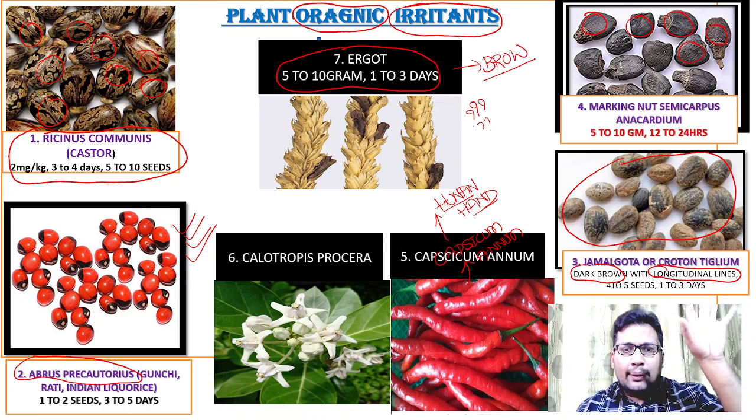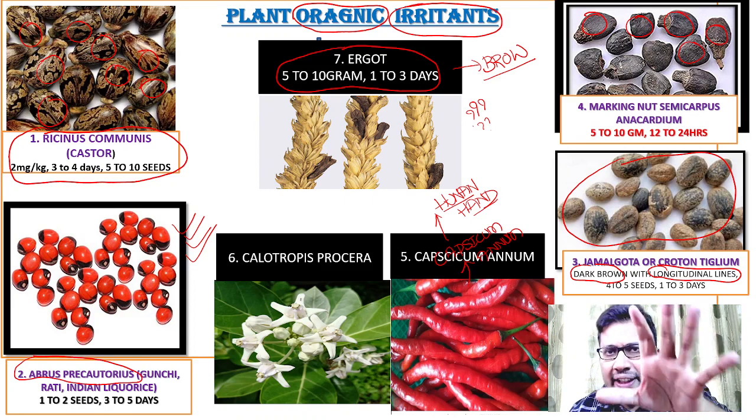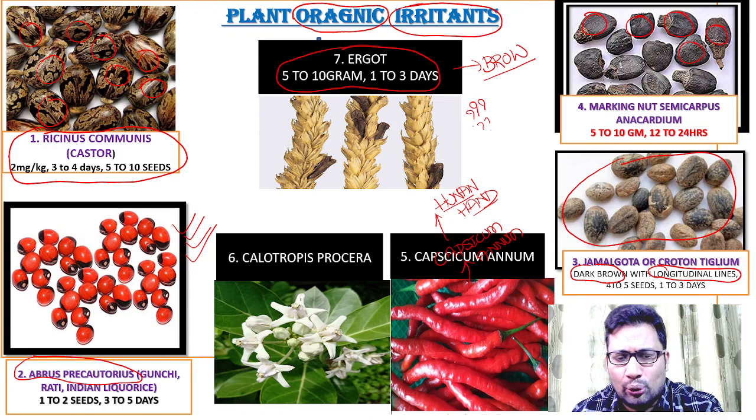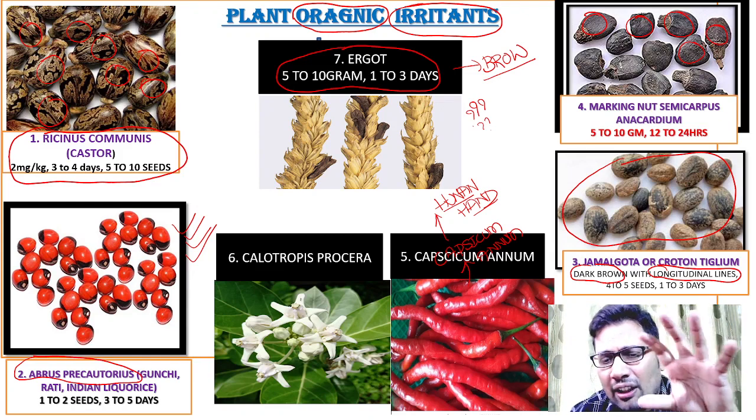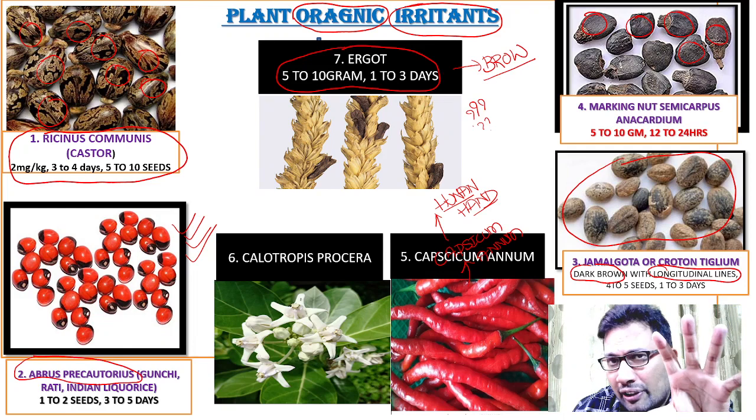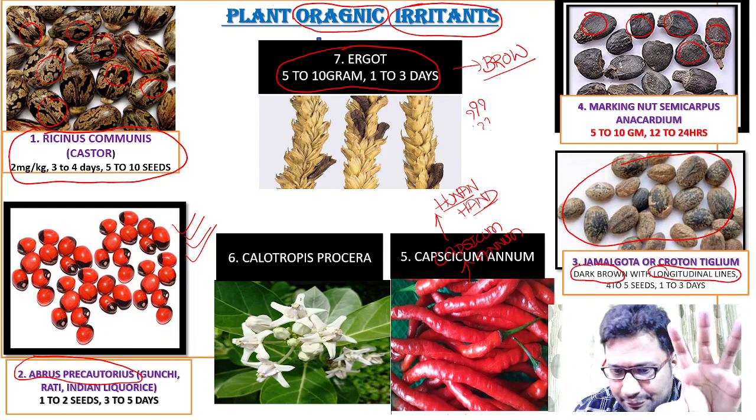So there are 7 important organic irritants. If shiny seeds are given, Ricinus communis. Black and red color, Abrus precatorius. If it is black colored heart shaped, marking nut. Dark brown with longitudinal lines, non-shiny, Jamalgota. The plant with a white color flower, Calotropis procera. If the plant is given along with purple color flower, pink color flower, it must be Calotropis gigantea.